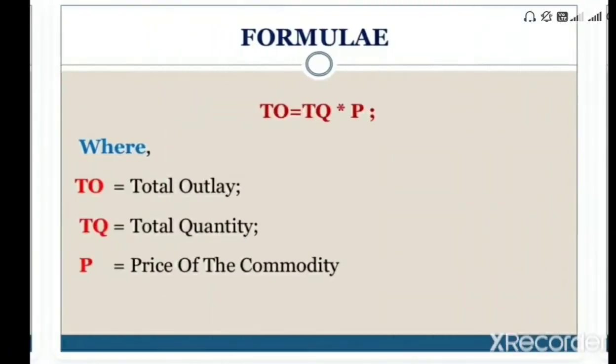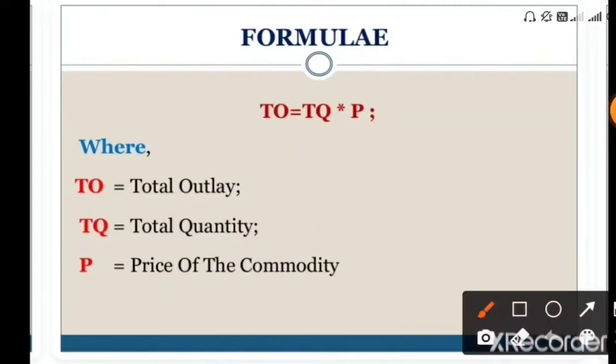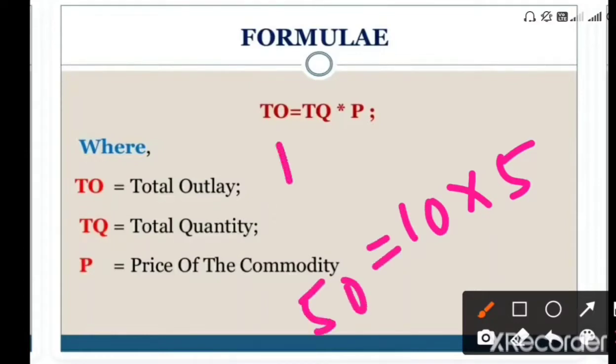For that, one formula is there: total outlay equals total quantity into price of the commodity. Students, let's suppose you are going to purchase one commodity. The commodity price is 5 rupees, and you are going to purchase 10 quantity of that. Then 10 into 5 is 50. So here 50 is your total expenditure, meaning how much you are spending on that.